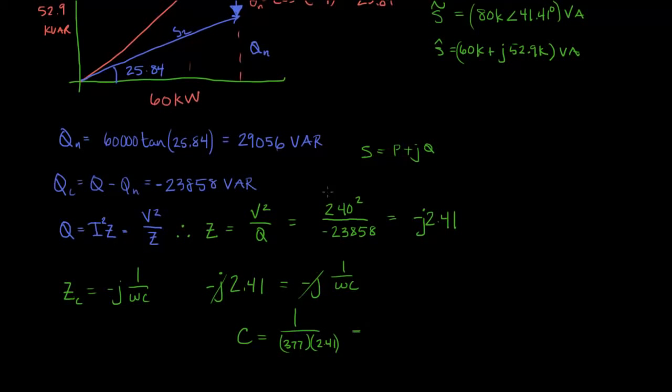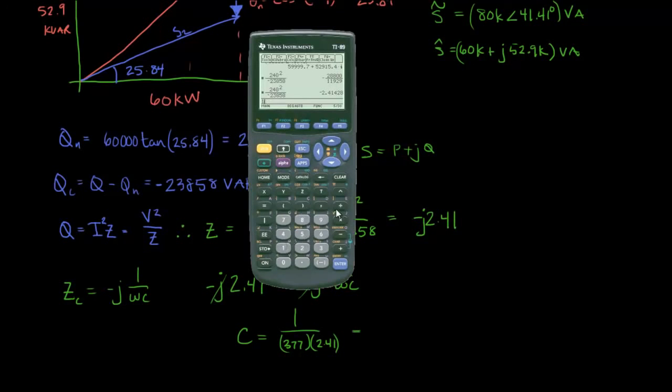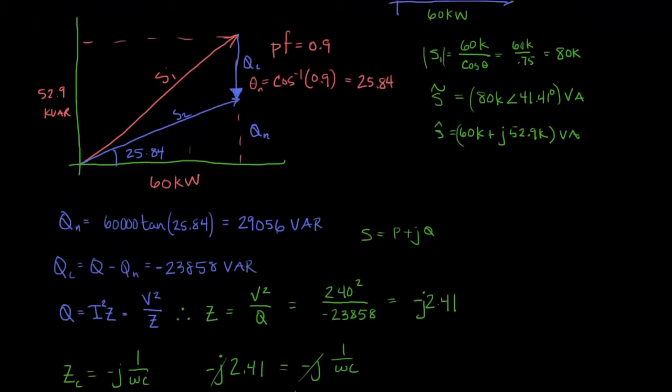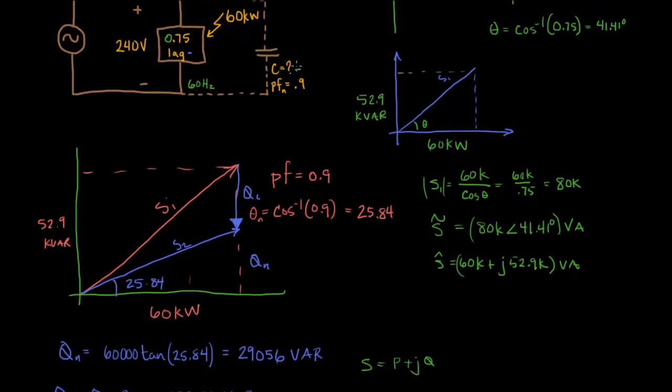Okay, and if you plug that into the calculator, 1 divided by 377 times 2.41, you will get 0.001101, which is the same as 1.1 microfarads. So I now have an answer to the question that I was originally asked, and my answer is 1.1 microfarads. Okay, and that's how you solve those kinds of questions. Good luck.